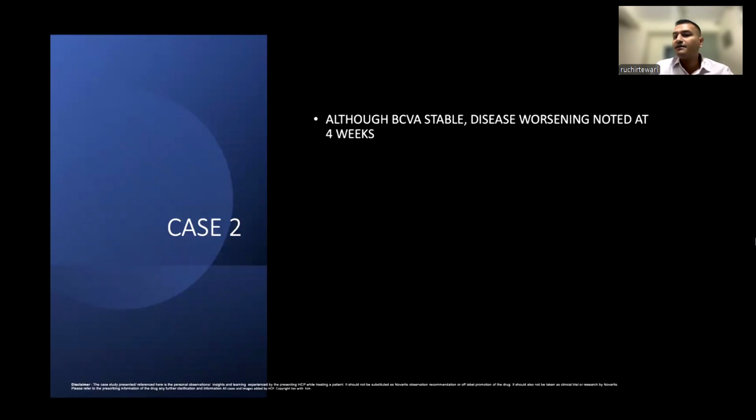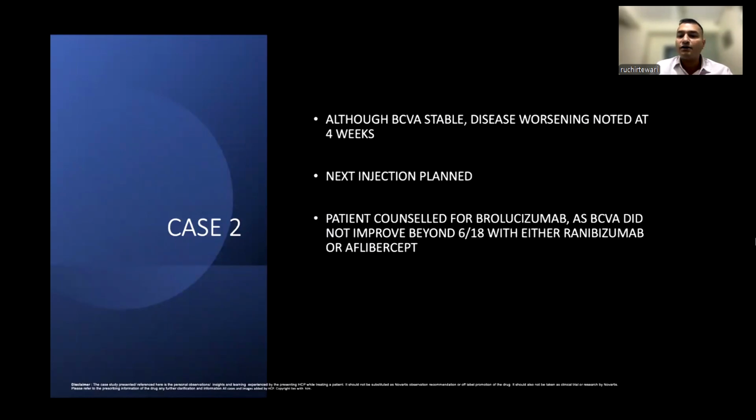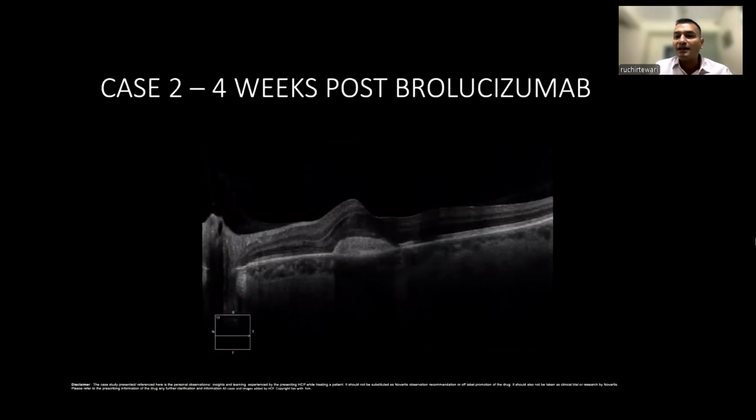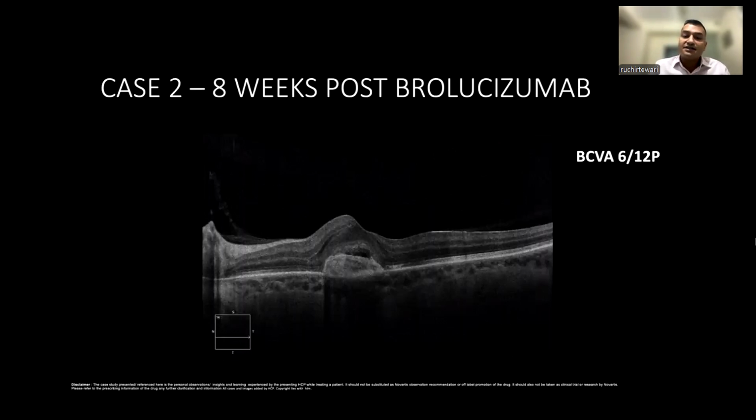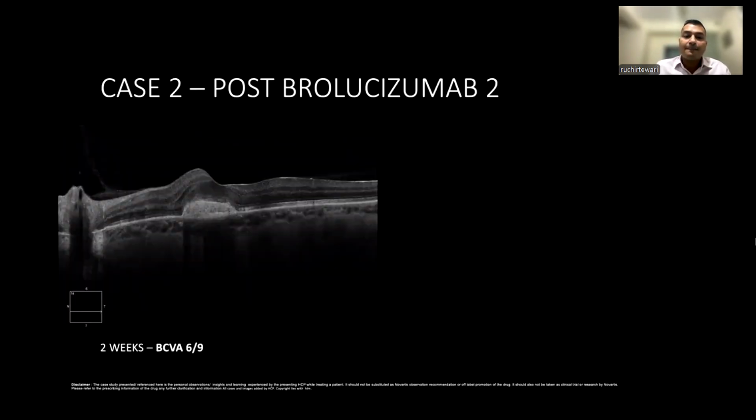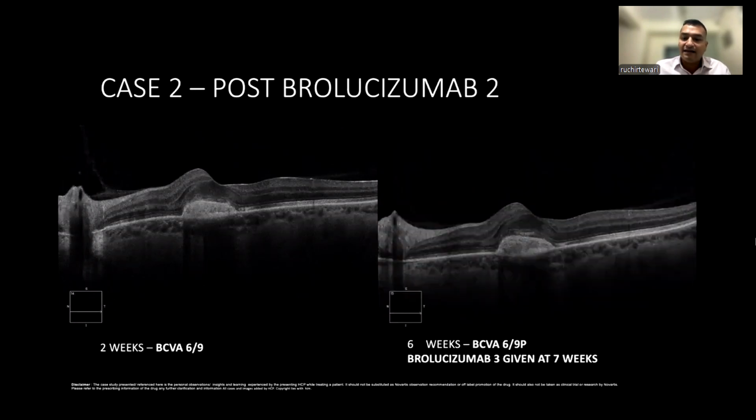So I shifted the patient to brolucizumab, looking at no response to all previous anti-VEGF agents, including aflibercept. 4 weeks post brolucizumab, all the subretinal fluid goes away, and this is the first time when the patient has 6/9 vision. However, she again has a recurrence. She receives a second injection. So 2 weeks after brolucizumab, vision is back to 6/9. 6 weeks, she has a mild recurrence, and the third injection was given at 7 weeks.